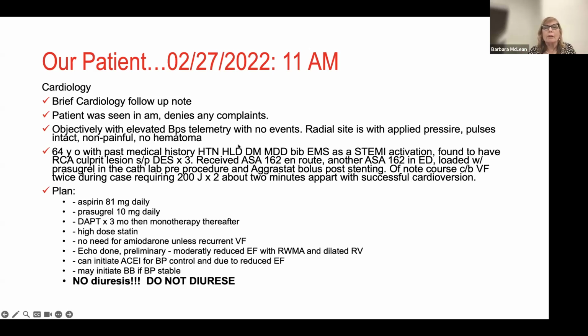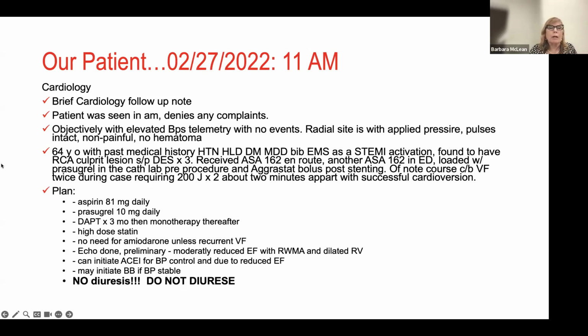You can see he's got quite a little history. And the discussion that he went to the cath lab, and they found that he had an RCA culprit lesion, and in more than one place. So he had a proximal and 2 distal lesions in the right coronary artery, and he got 3 drug-eluting stents. He got aspirin in the ambulance, aspirin in the ED, got Plavix in the cath lab, pre-procedure, and Aggrastat bolus post-stenting. Okay. He had VF twice during his case that both required cardioversion, and that was successful.